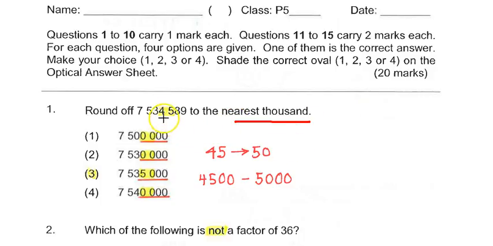The digit in the thousands place is 4. Now look at the number next to it, which is 5. If it's 45, you round up to 50. So if it's 4,500, you round up to 5,000. So any of the numbers here which is 5,000, this is the one. So this is the answer. All right. Okay, next.